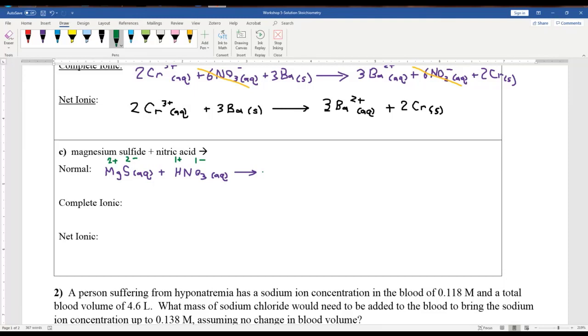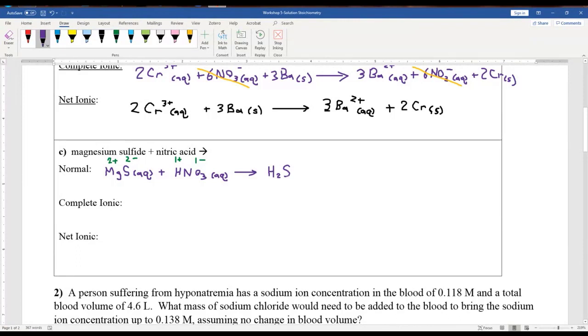Double replacement. Yes. And therefore, what will the products be? Magnesium nitrate and, what is that? Is that dihydrogen sulfide? Dihydrogen sulfide. And truthfully, even though technically it is a covalent compound and you would think it would be dihydrogen sulfide, it's typically just referred to as hydrogen sulfide.